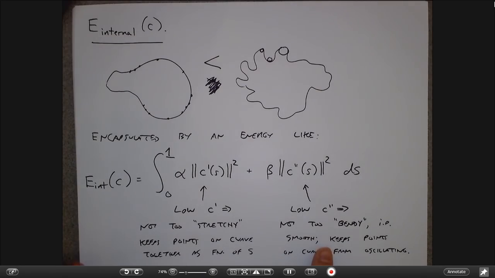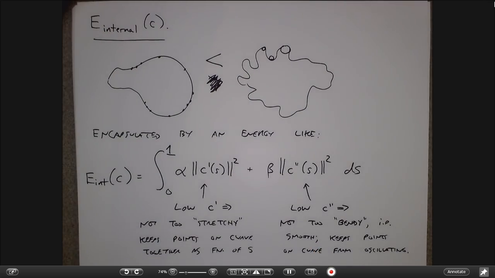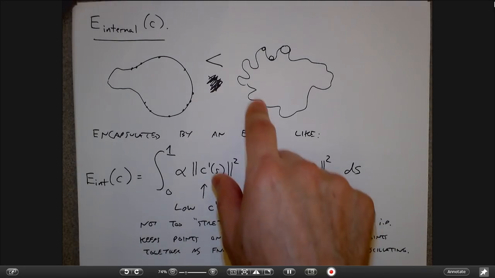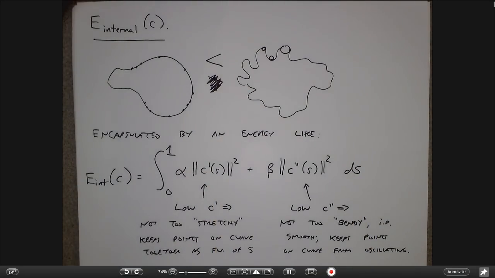So this is our intuition that I don't want lots of squiggles in my curve, right? I think that's good enough for this intuition. So basically, this says not too stretchy, this says not too bendy, okay? And both of these terms are important because just the shape by itself doesn't necessarily tell me, for example, where the point is along the curve.